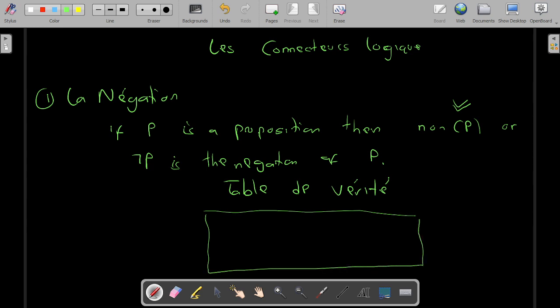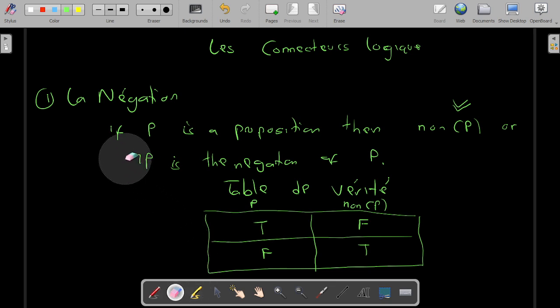All right. So we have that. Now, if P is any proposition, let me write the table de vérité pour la négation. So this is your P and this is your non P. So if P is true, non P is going to be false. If P is false, non P is going to be true. All right, so this is just what you're supposed to know about negation. So that is all about negation.